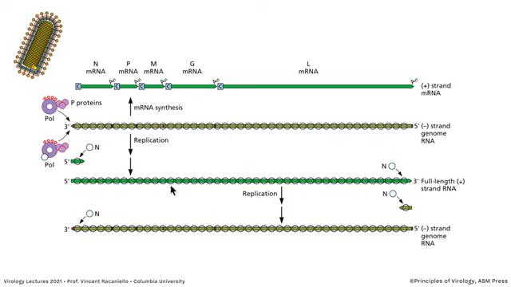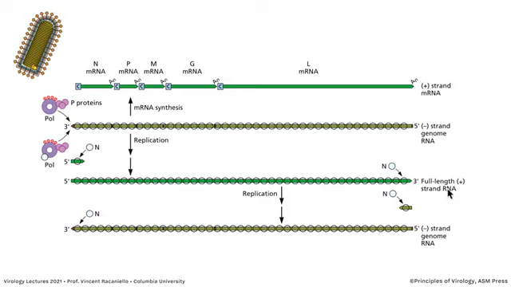You make a plus strand. So you can't make a negative strand from these mRNAs. They're pieces, right? So at some point, you have to have a switch from mRNA synthesis to full-length plus strand RNA synthesis.